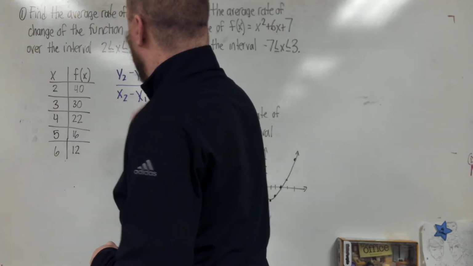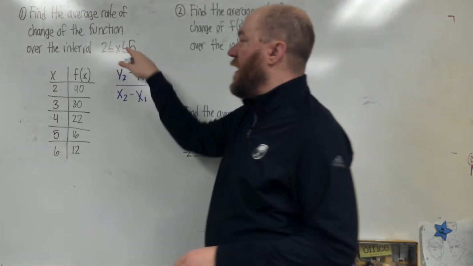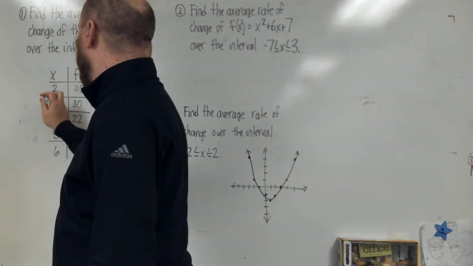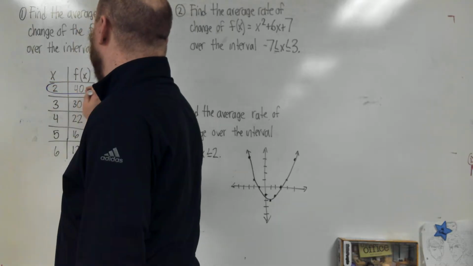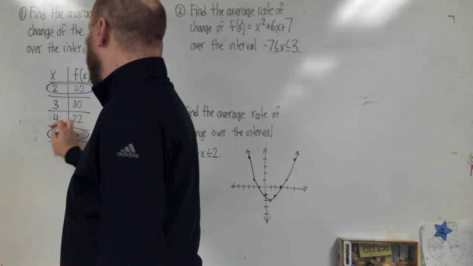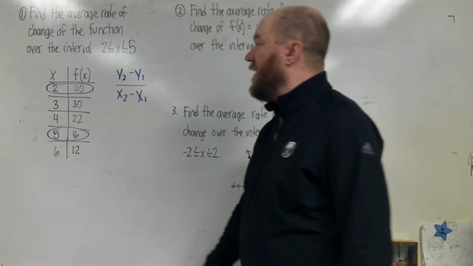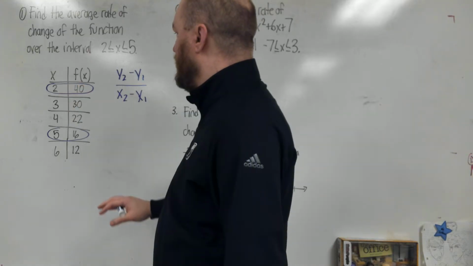Wrote it darker so you can see it. So we're going to use 2 and 5. So I'm going to look at this table and I'm going to completely ignore everything except for the row that has x is 2 and except for the row that has x is 5. I can ignore all the other ones that I didn't circle. And then all I have to do is plug in the values here.